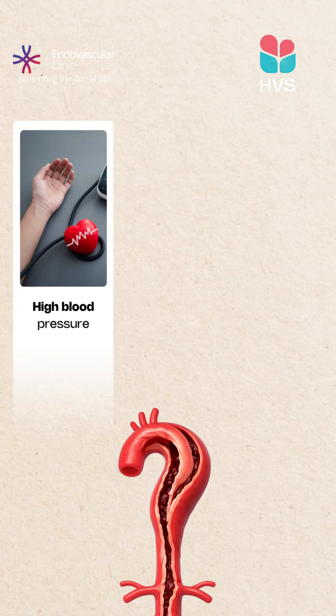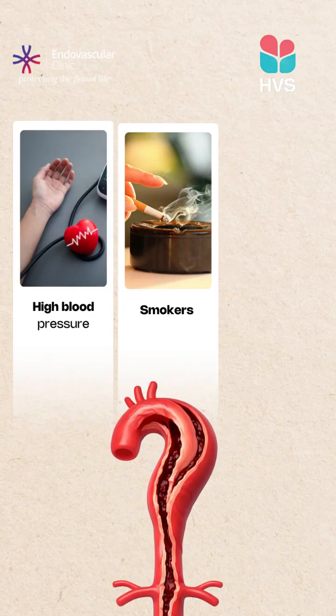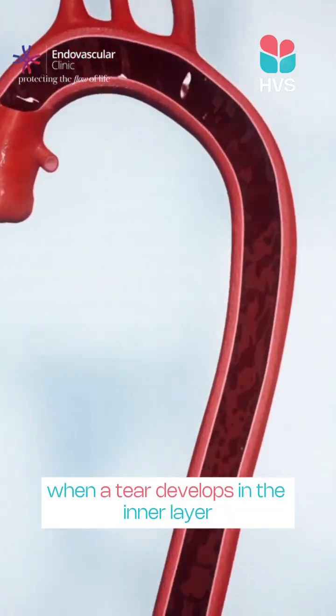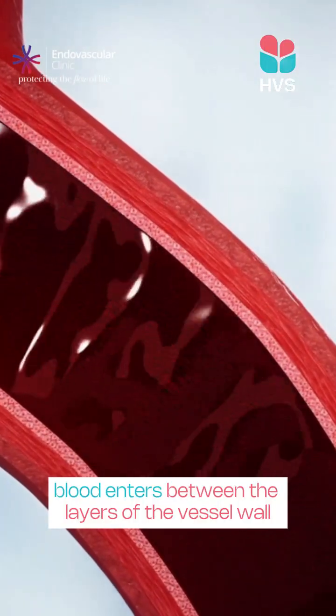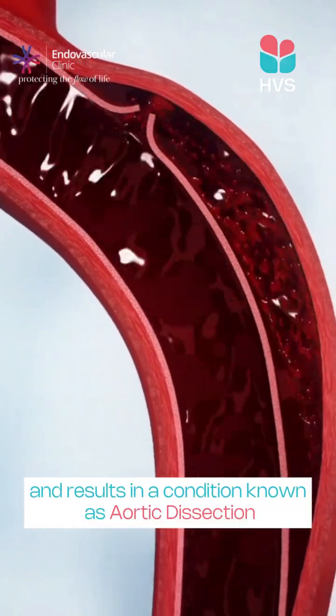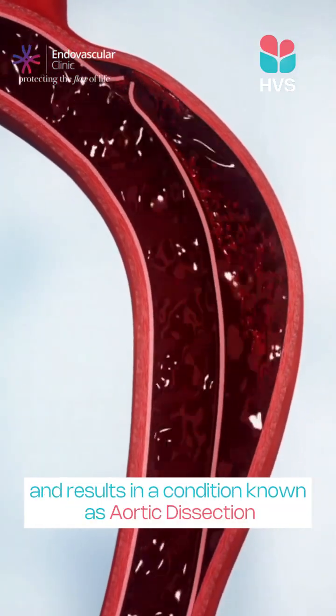Over time, long-standing high blood pressure, smoking, and aging weaken the wall of the aorta. When a tear develops in the inner layer, blood enters between the layers of the vessel wall. This causes the wall to split, disturbs normal blood flow, and results in a condition known as aortic dissection.